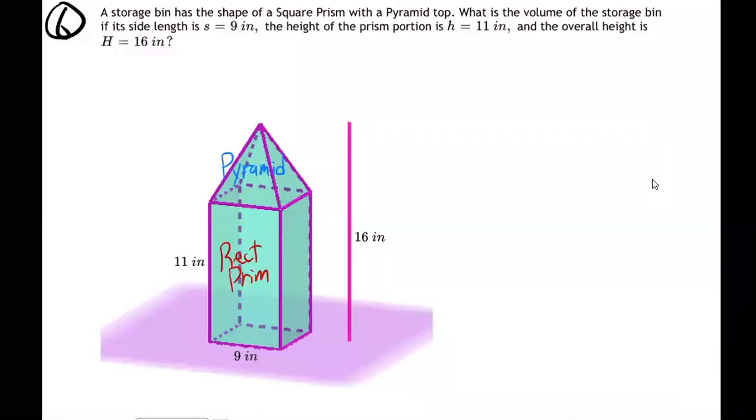Not a rectangular prime, but a rectangular prism, what we commonly call a box. So we have a box on the base, a rectangular prism is the technical name, and on the top, we have a pyramid. So we just have to add those together. We're going to take the pyramid plus the rectangular prism, the box.